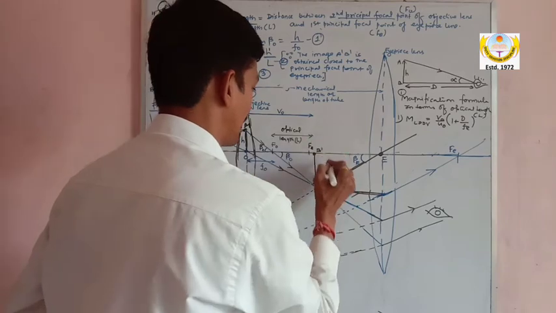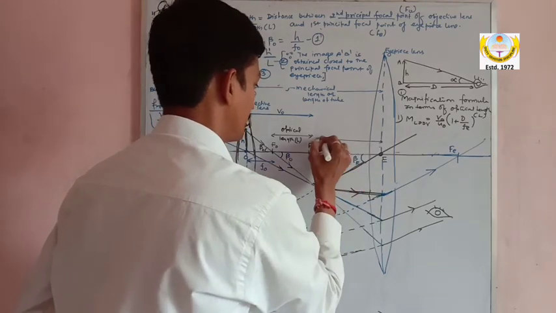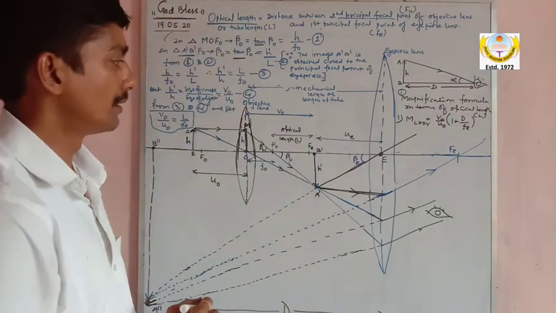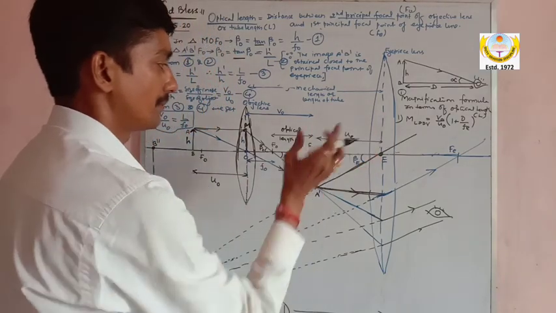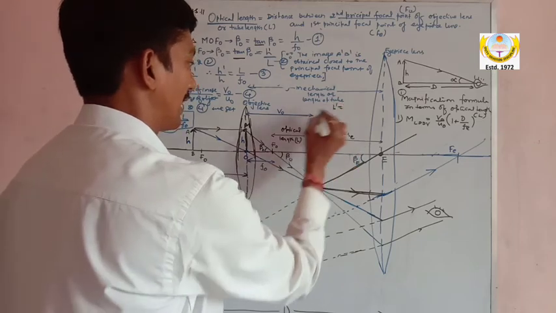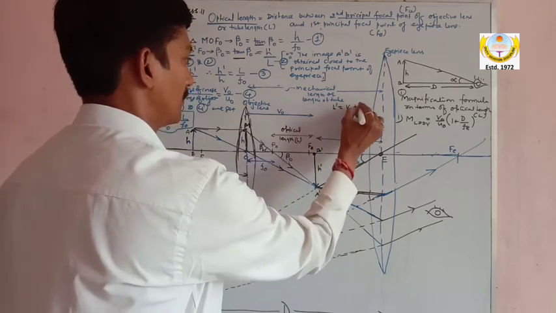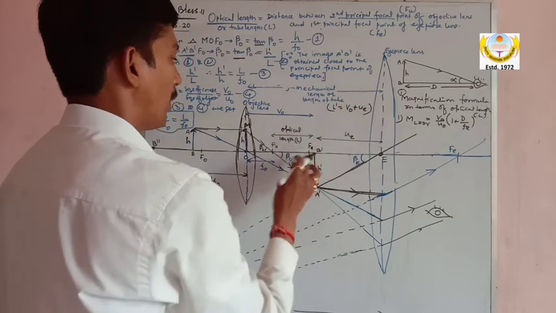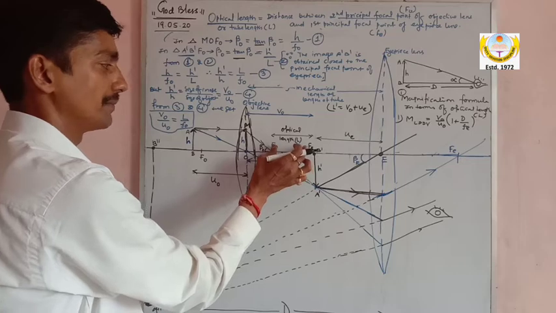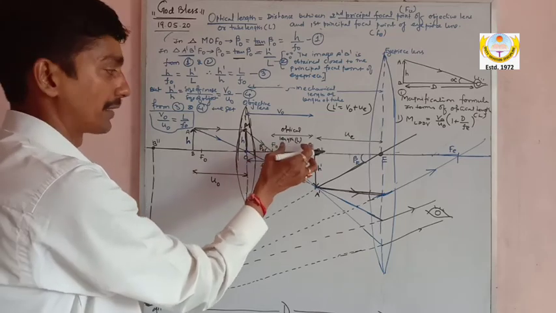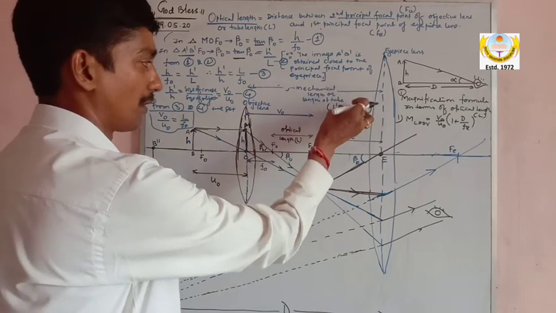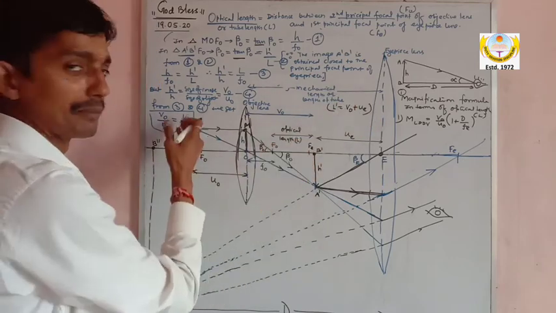because here it is UE actually. And here you can see the mechanical length of the tube is nothing but L dash, and that is nothing but VO plus UE. But optical length is nothing but, my dear, the difference between FO and FE, the second principal focus of the objective and the first principal focus of the eyepiece. Try to understand what the formula for mechanical length is and how the optical length is obtained.